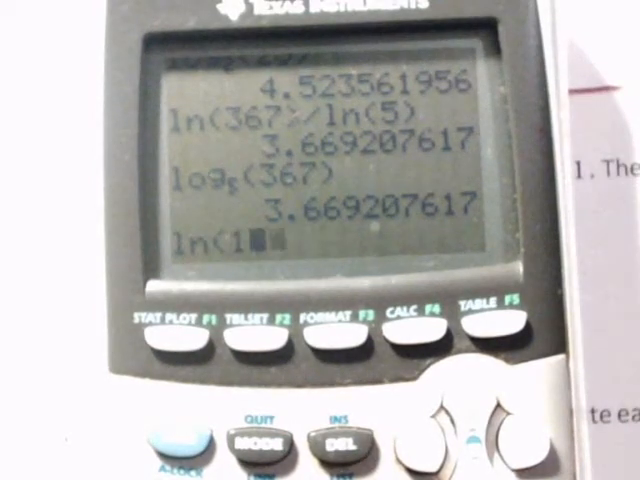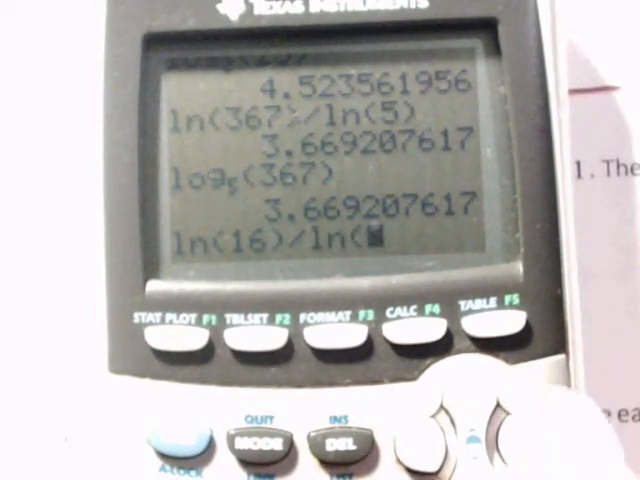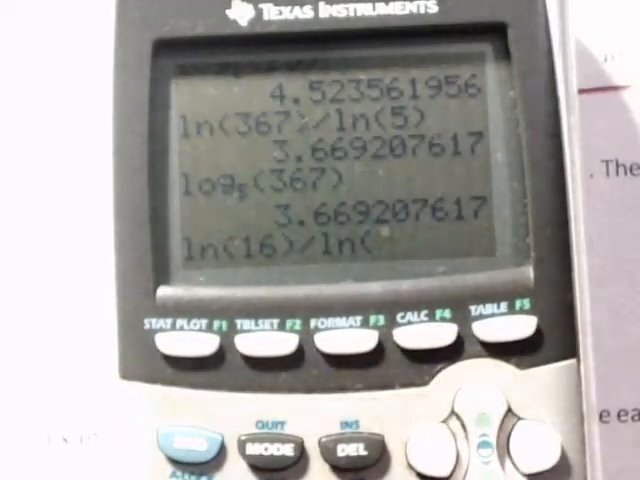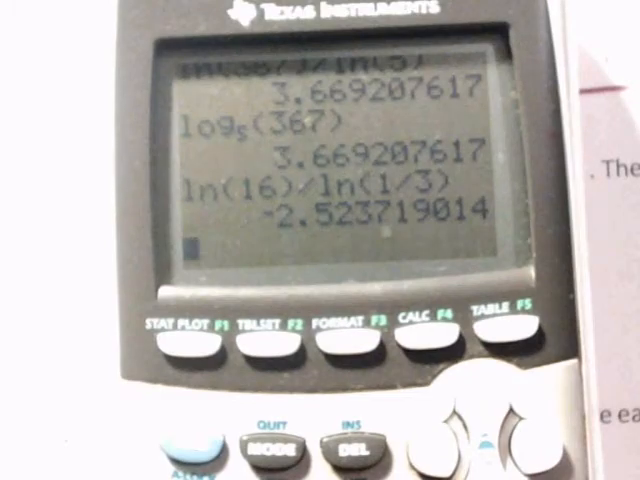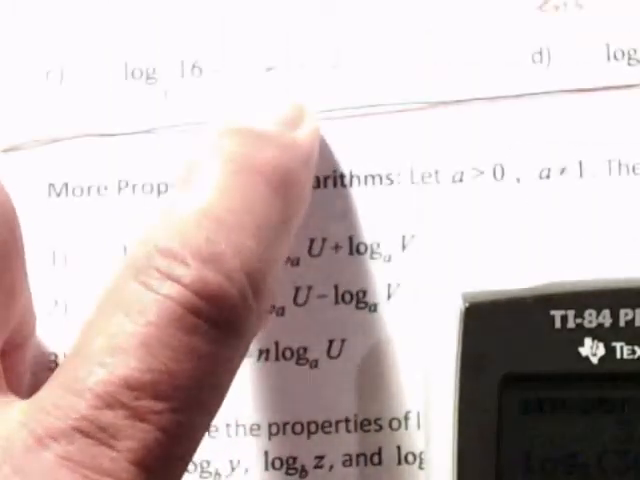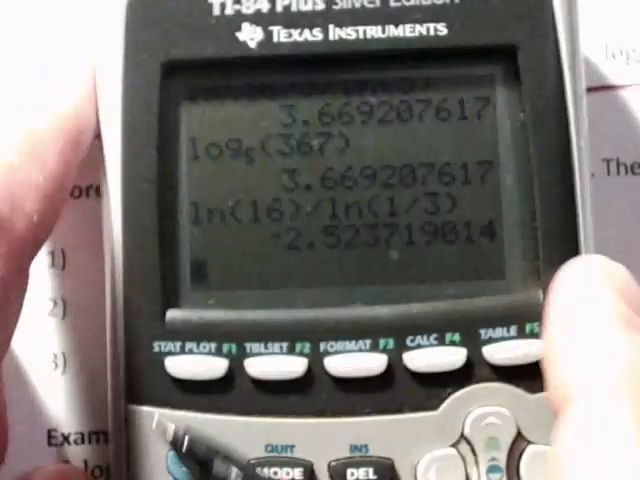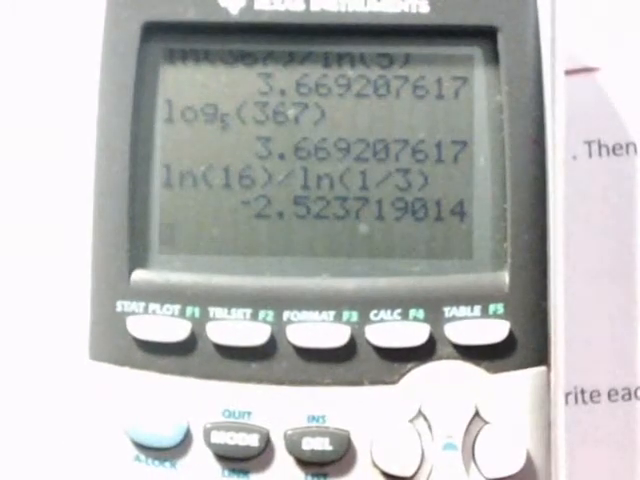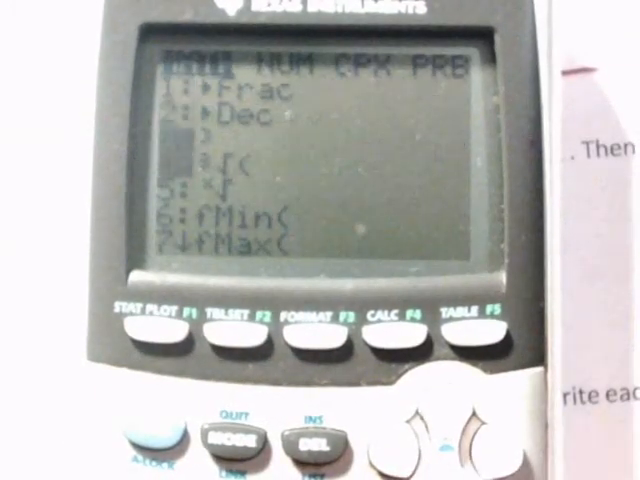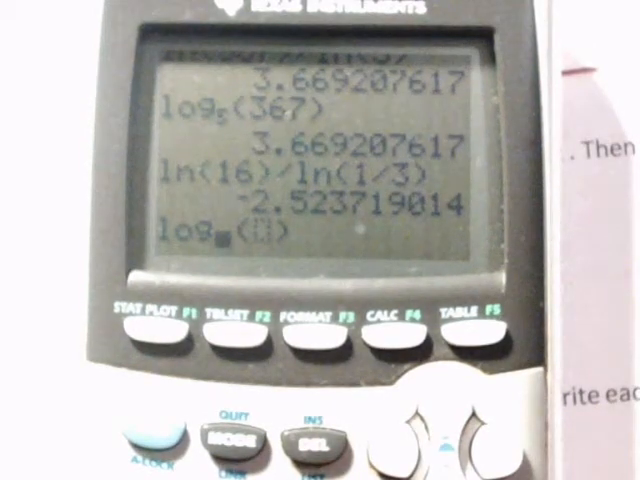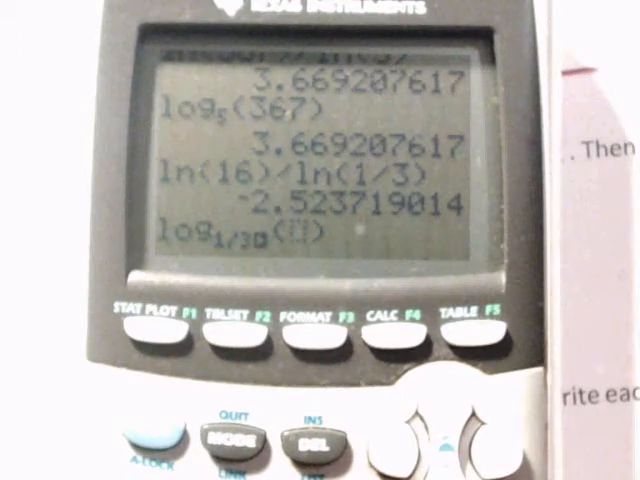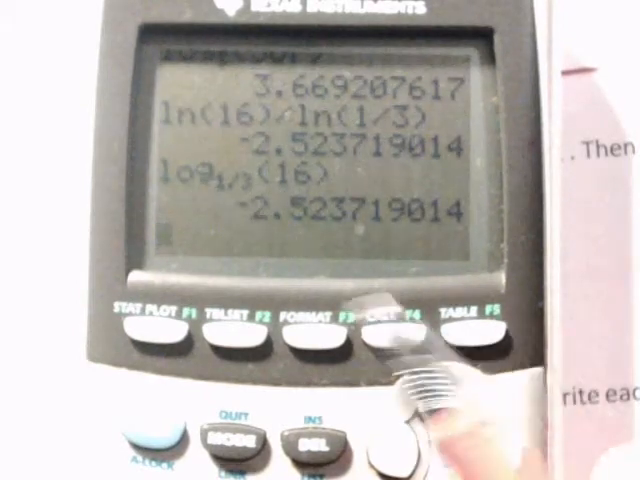Log of 16 divided by log of 1/3. See, you get negative 2.53. Now if you use that feature on your calculator, if you have it, math, log base, 1/3 is the base and 16 is the argument, you get the same number.